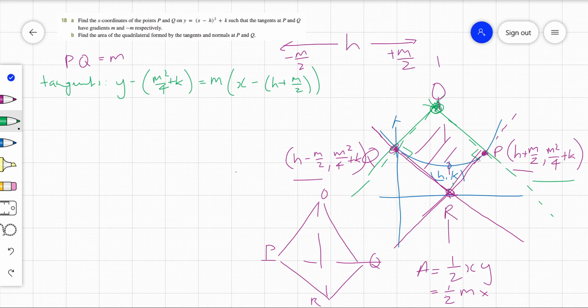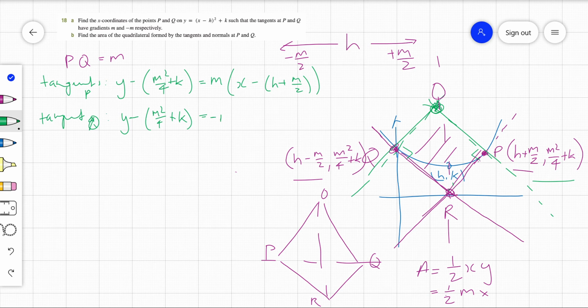So that is our tangent equation at P. Shall we do the tangent at Q? So let's do the tangent at Q. So we'll get y minus, now it's the same y value, we know that.